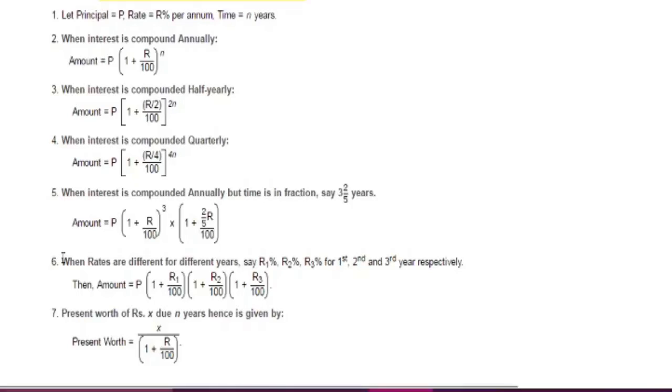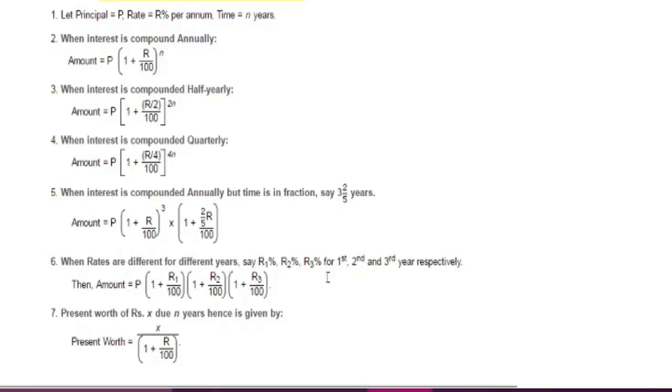Now another case we are dealing with is when rates are different for different years. Some banks give different rates of interest at different times. That means suppose the first year rate is R1, second year R2% and third year R3%, etc. Then we can modify this formula: the amount equal to P into 1 plus R1 by 100, where R1 is the rate of interest for the first year, into 1 plus R2 by 100 into 1 plus R3 by 100. So we can apply this formula whenever there is a difference in rate. This formula will continue. Suppose the fourth year rate is R4, then again you can write 1 plus R4 by 100. Depending on the number of years, this formula will continue.